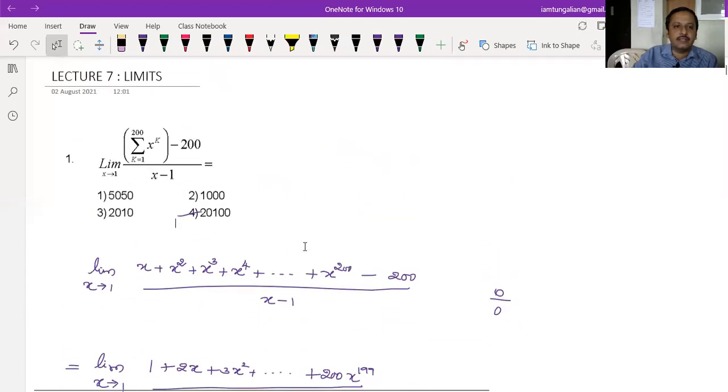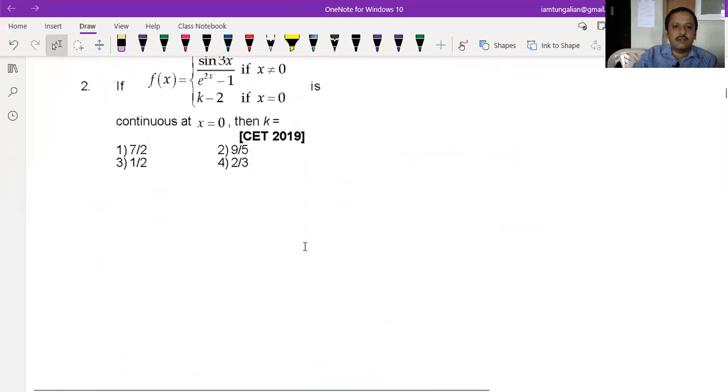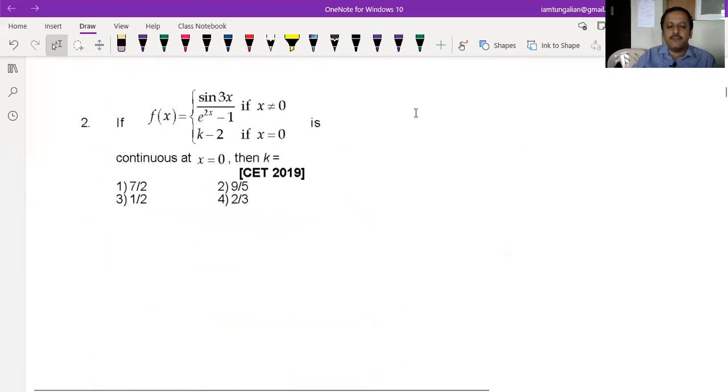Then let's have a look at question number 2. If f of x is equal to sine 3x by e power 2x minus 1, if x not equal to 0, and k minus 2 if x is equal to 0, is continuous at x equal to 0, then k is equal to. This function is continuous at x equal to 0.